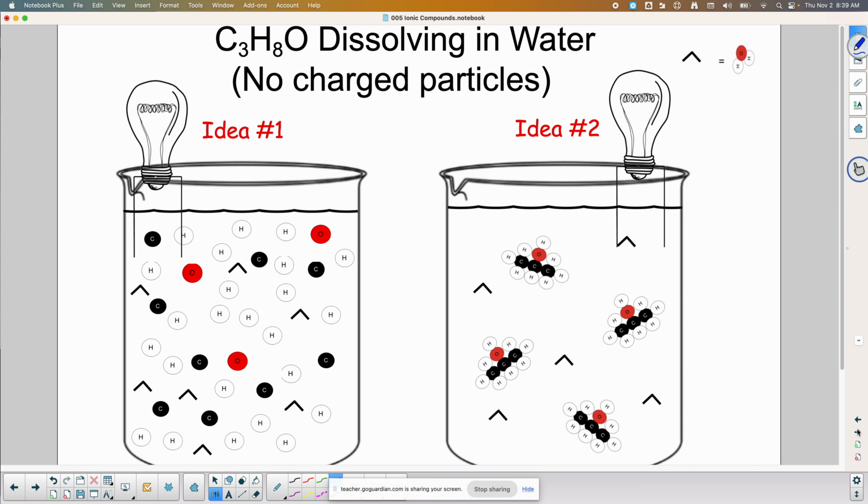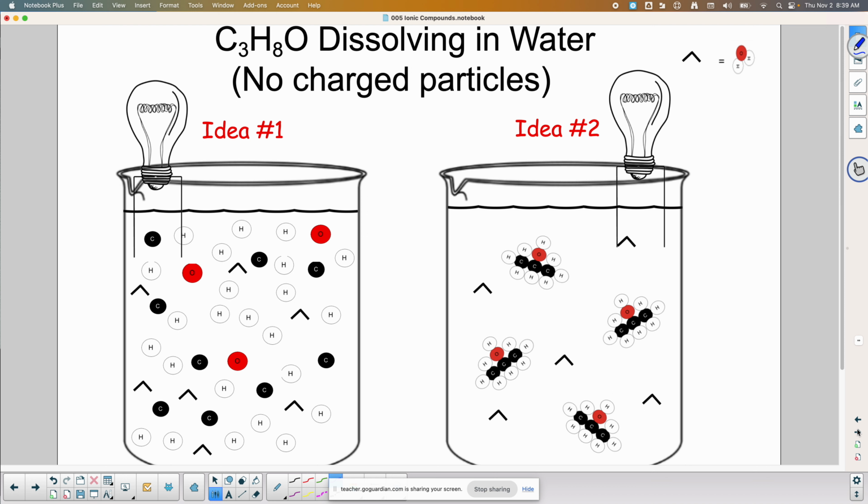So I figure there's a couple ways we could draw this. Possibility number one would be to go with the same theme we went with the ionic compounds, except assume that it falls apart into atoms instead of falling apart into ions. Possibility number two is that the molecules of isopropyl alcohol actually just distribute themselves in and amongst the particles of water. And I think we can actually use our noses to answer the question of what is true about this.